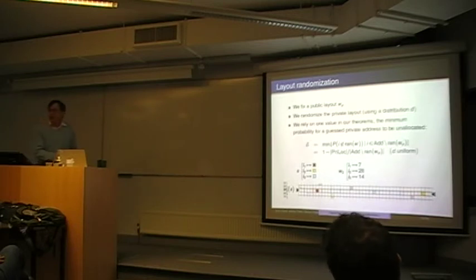Anyway, in the case when D is uniform, this is just 1 minus the number of private locations divided by the number of addresses available for private locations. So hopefully this isn't a small number, this is a huge number. So basically with probability 1, the attacker will fail. And one can arrange such things to be the case.